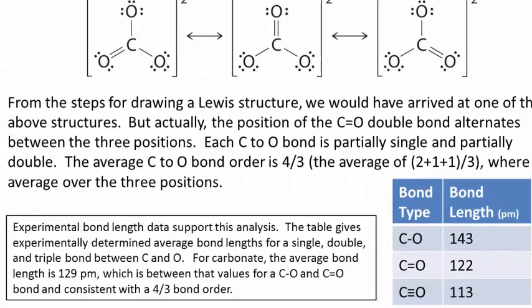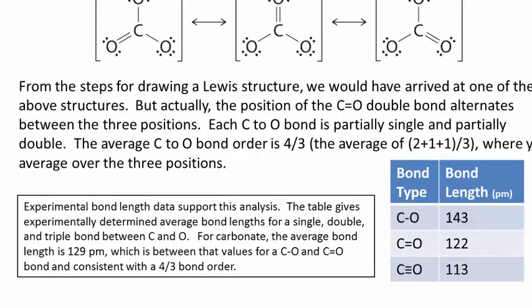In the little table to the right, I again show you the values for the bond length of a carbon-oxygen single bond, a carbon-oxygen double bond, and a carbon-oxygen triple bond: 143 picometers, 122 picometers, and 113 picometers. I think I forgot to mention that these are measured in picometers, 10 to the minus 12 meters. Anyway, these are the known bond lengths for a carbon-oxygen single, double, and triple bond.